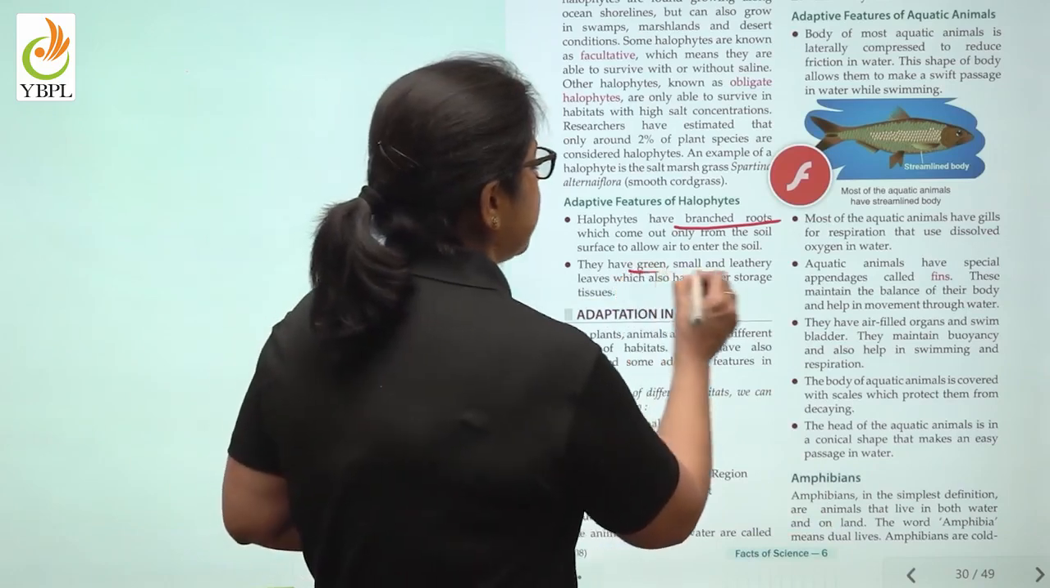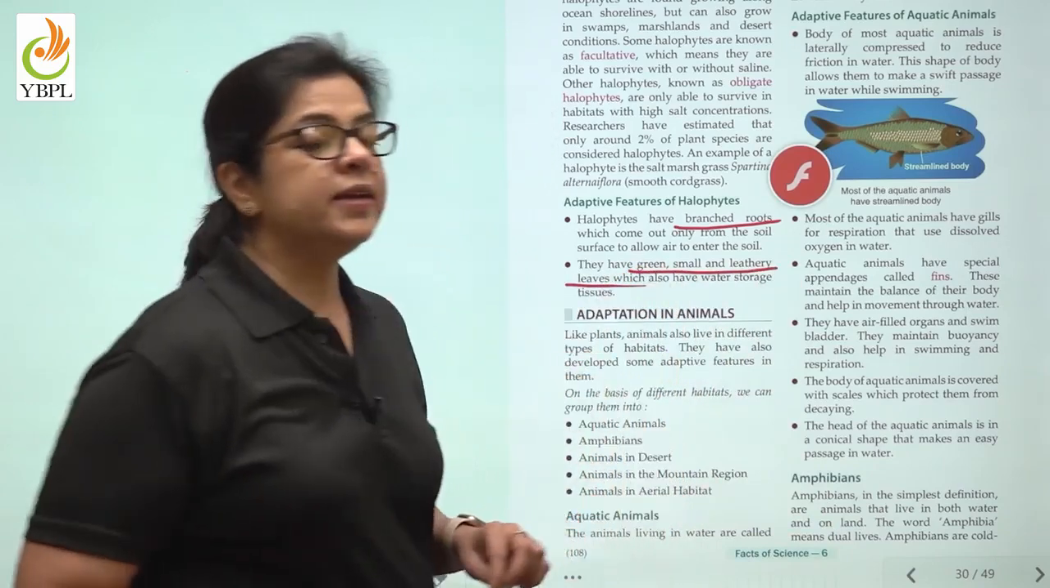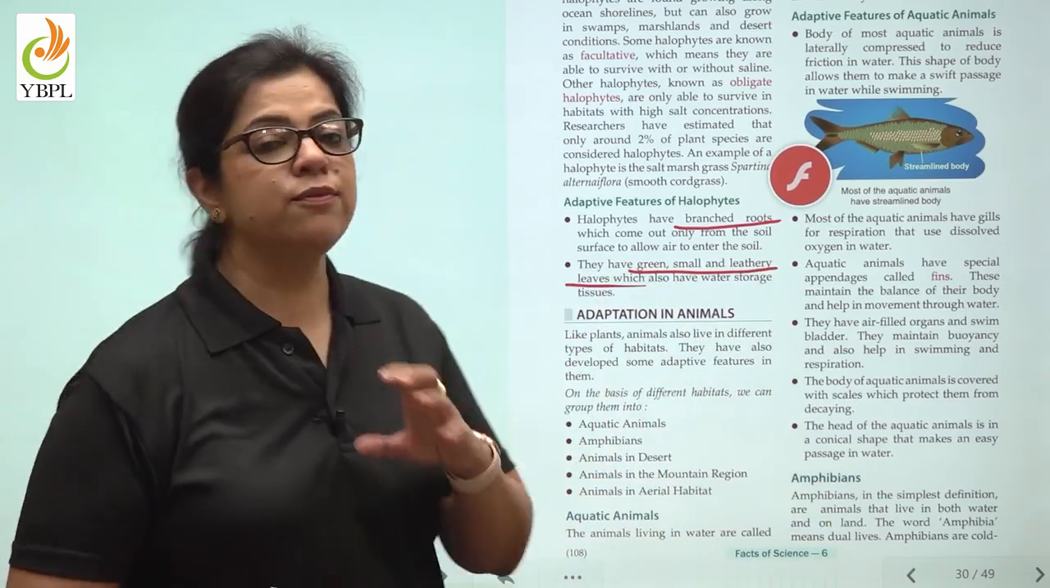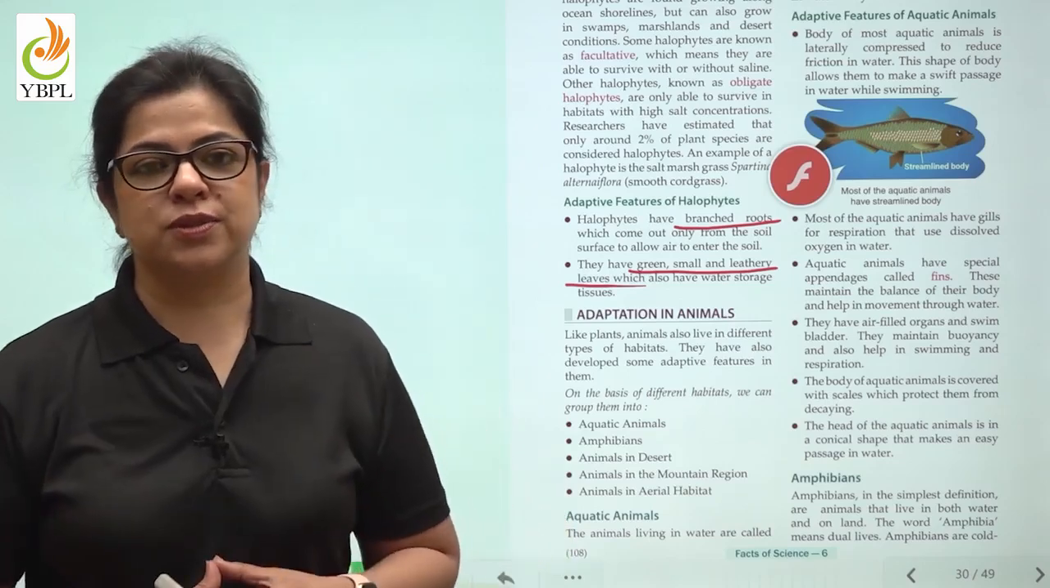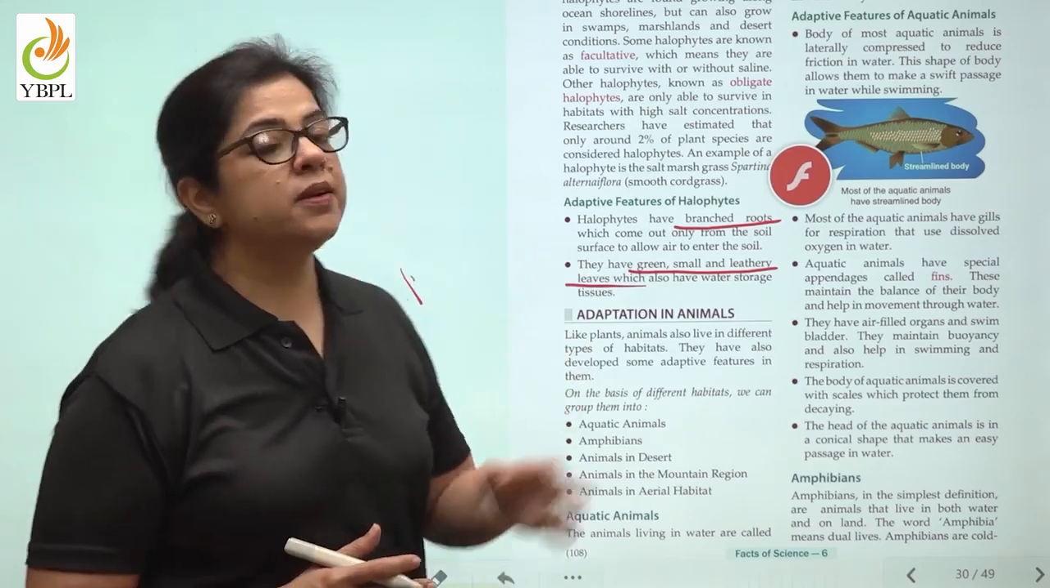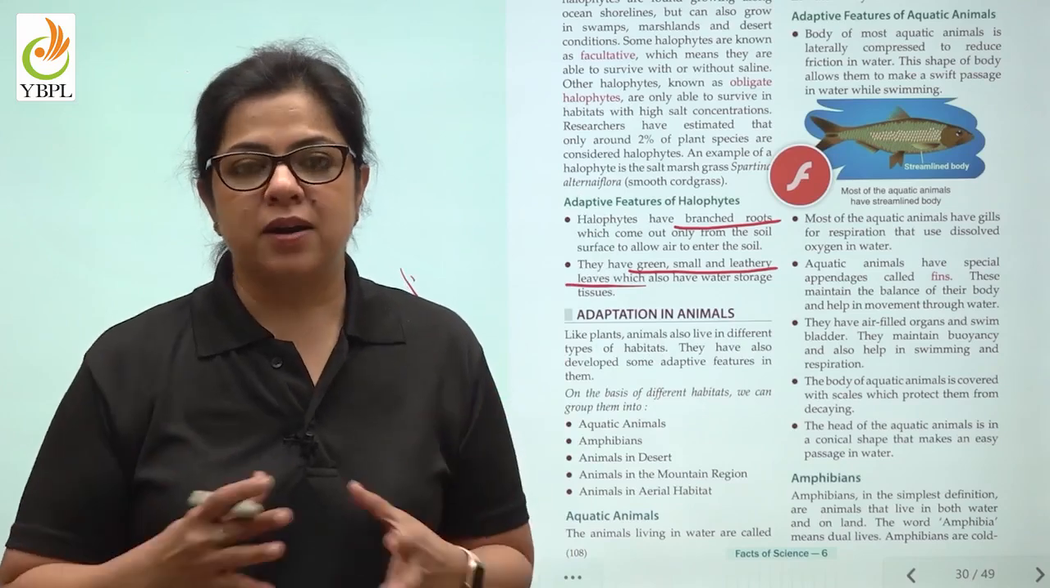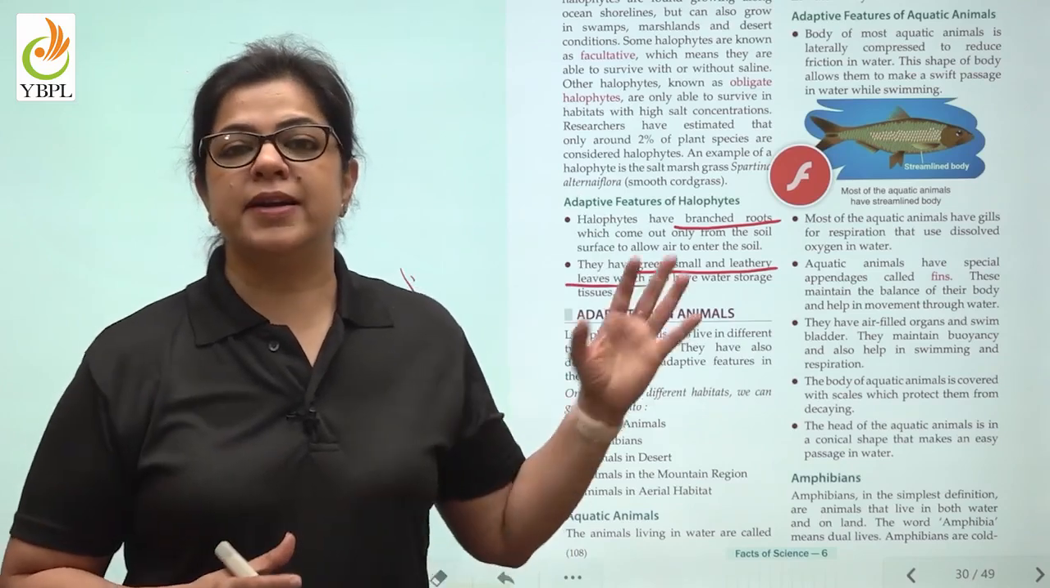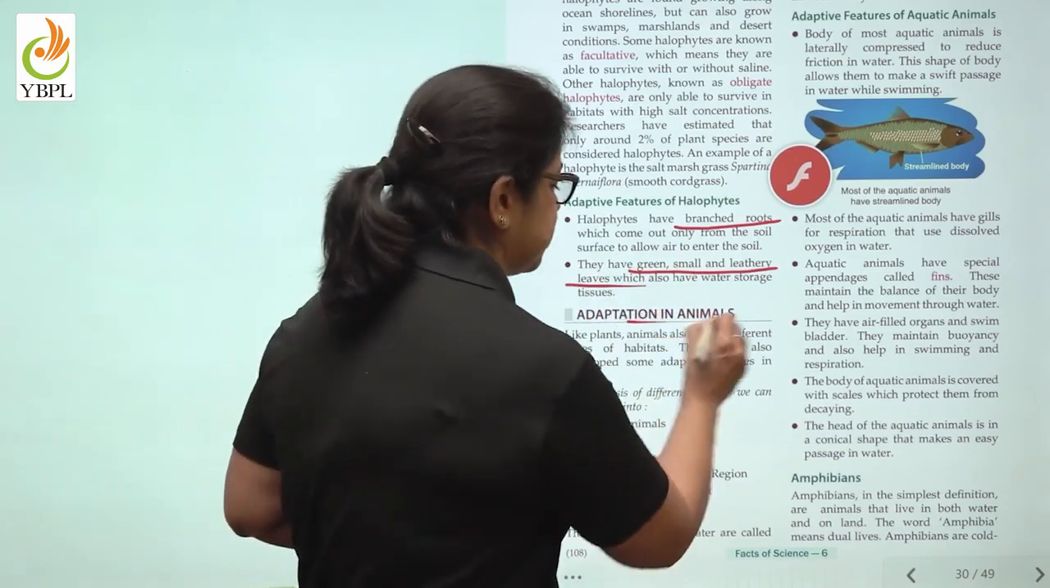And they have got green, small and leathery leaves which also have water storage tissues. So, children, all these were adaptations in plants. Now, let us talk about adaptations in animals.